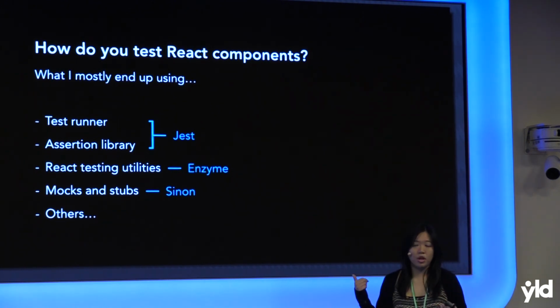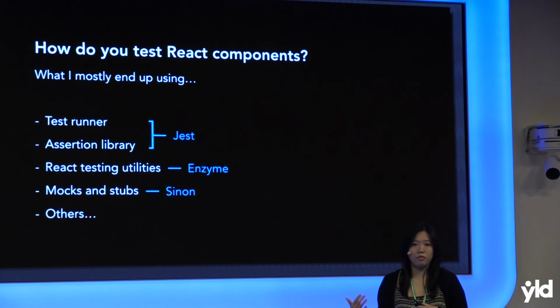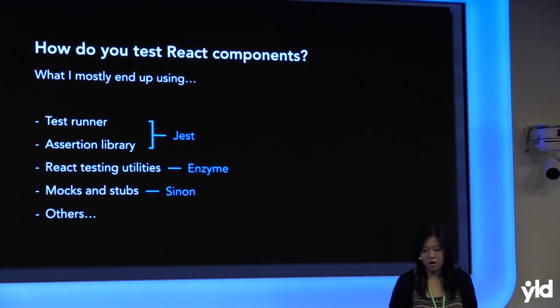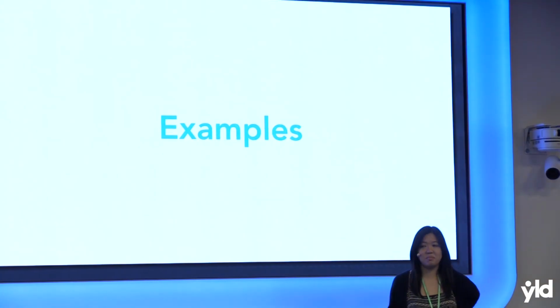Enzyme is much better than the React testing utilities in terms of the functions that they give you. So that's one reason to use Enzyme. And Jest actually comes with mocking support, but Sinon is another library that you might use. It's a little bit nicer for mocks. Okay, cool. So we're going to move on to the examples.